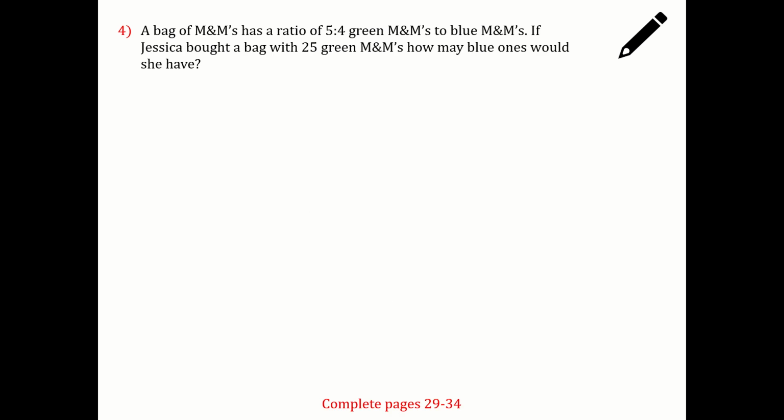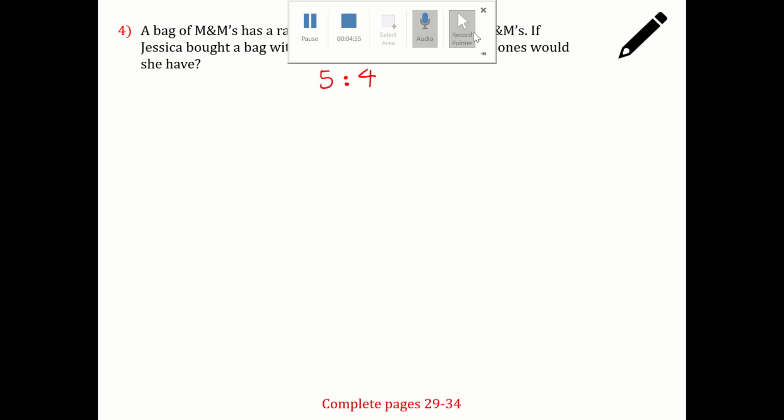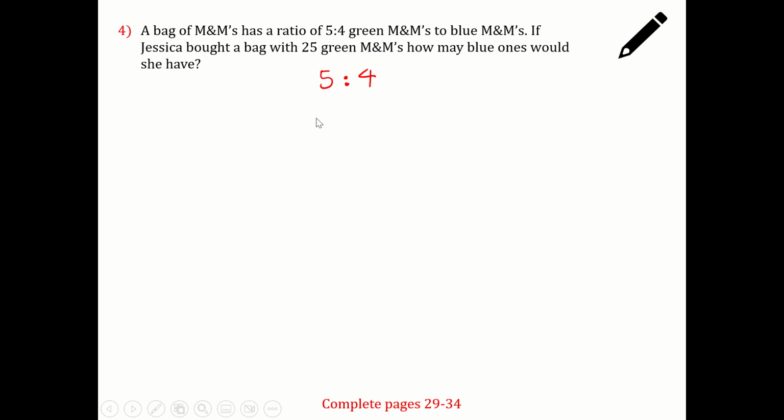So here we've got a bag of M&Ms, has a ratio of 5 to 4 green M&Ms to blue M&Ms. If Jessica bought a bag with 25 green M&Ms, how many blue ones would she have? So remember, our ratio is 5 to 4. In the question, green M&Ms is first and then blue M&Ms. So in our ratio, green M&Ms is first and then blue M&Ms, okay, because the order is important.